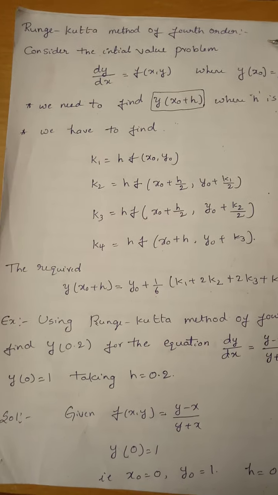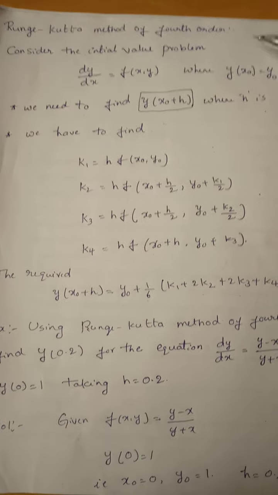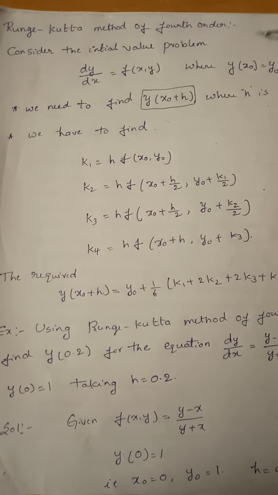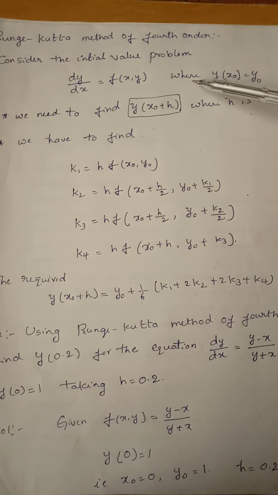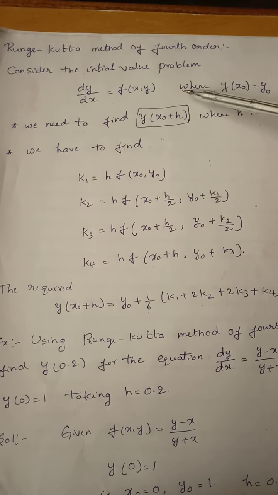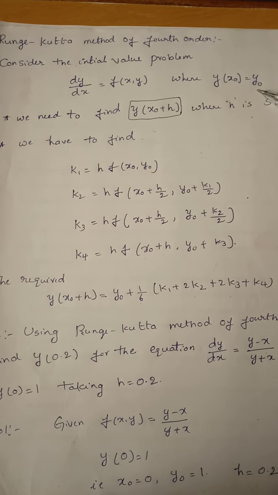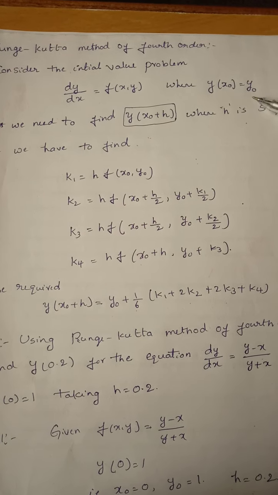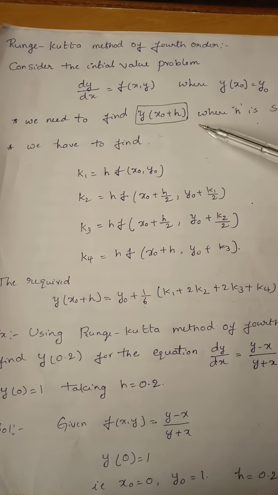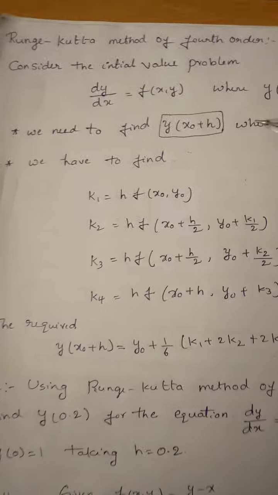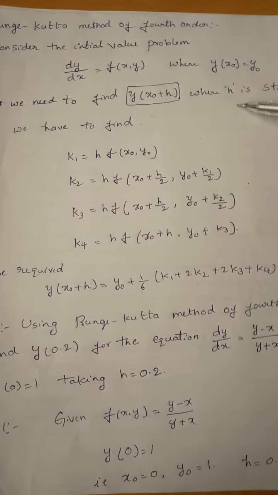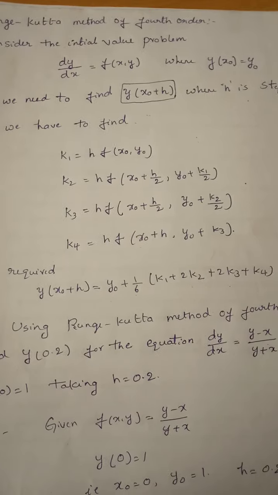The third method in the numerical methods is Runge-Kutta method of fourth order, or RK method of fourth order. Here also we solve the differential equation of first order and first degree, that is dy by dx equals f of x comma y, when initial conditions are given: y of x naught is y naught. In RK method we need to find the value of y at x naught plus h, so y of x naught plus h, where h is the step size they give in the problem.